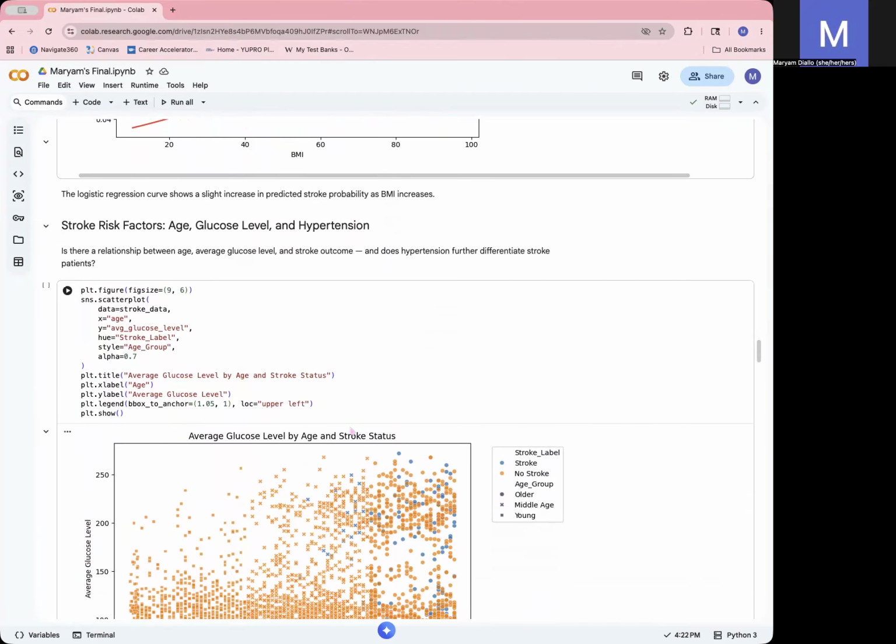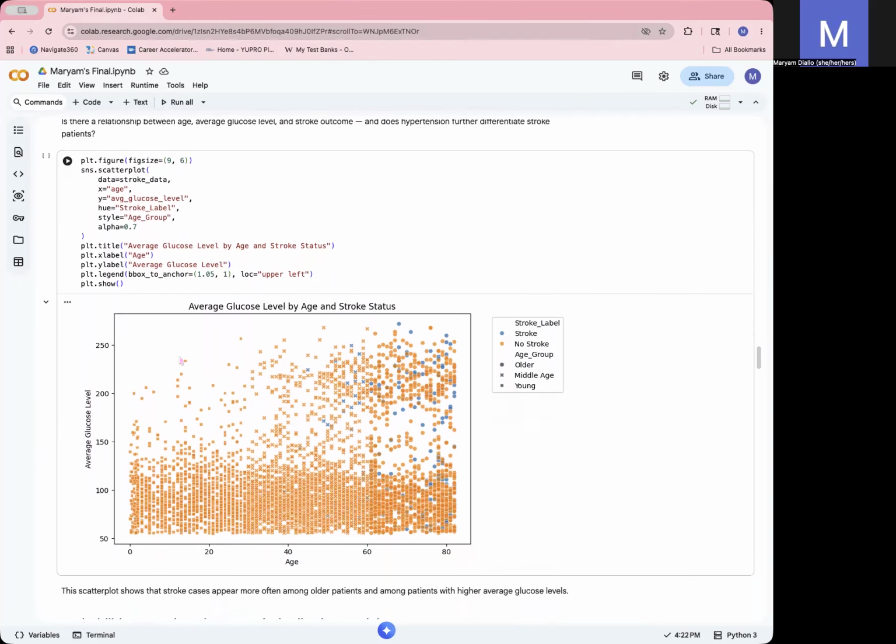And then for this, I wanted to know about risk factors such as age. So when we combine age, glucose level, and hypertension, is there a relationship between them? And does hypertension further differentiate factors? For this, I used the scatter plot that looks at age, and I used the hue parameter to color points by stroke status.